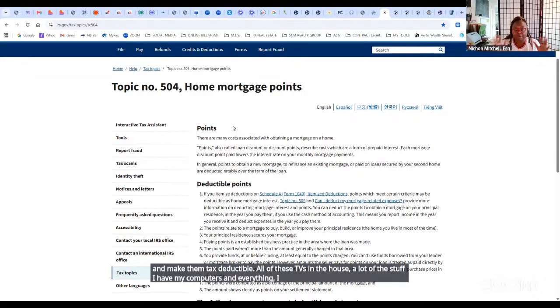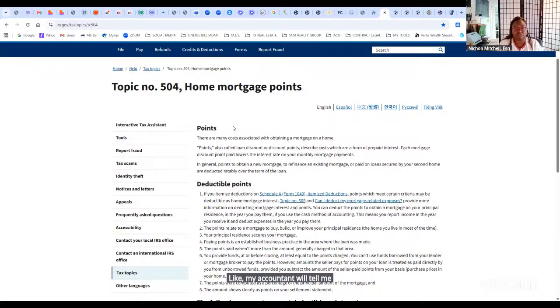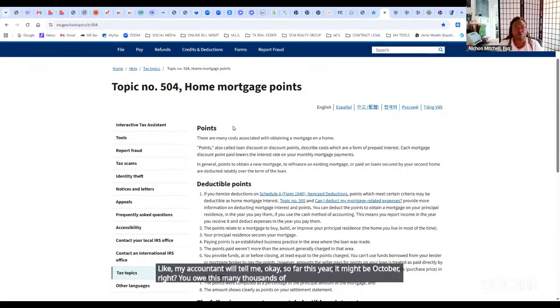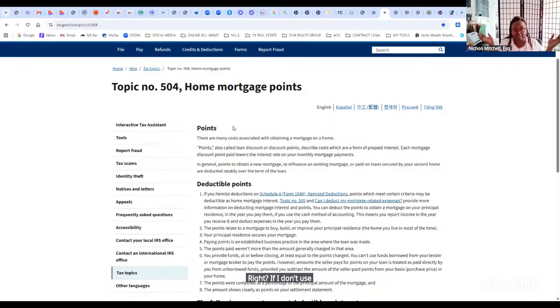I mean, my accountant will tell me, okay, so far this year, it might be October, right? You owe this many thousands of dollars. Well, I just go spend it on something that's tax deductible, like stuff for my business. Because I'm either going to pay it to the federal government in taxes, right, or I can buy something that I need anyway.